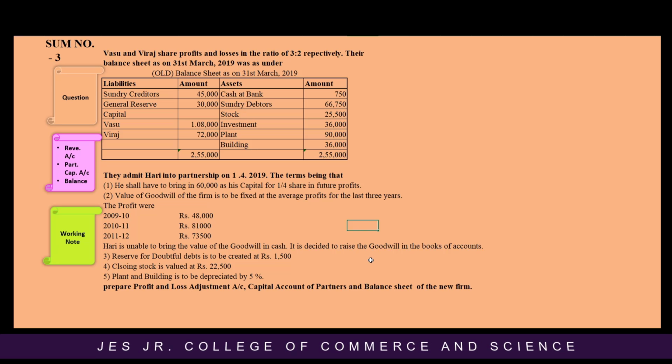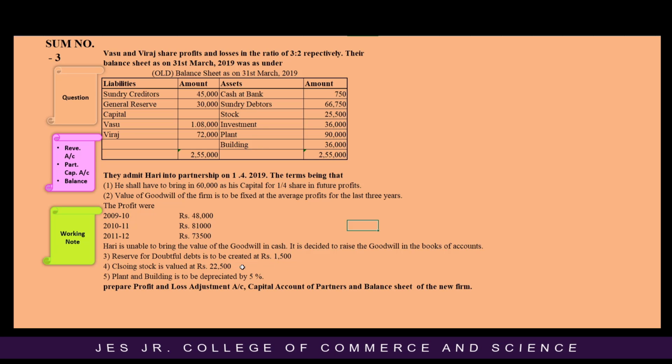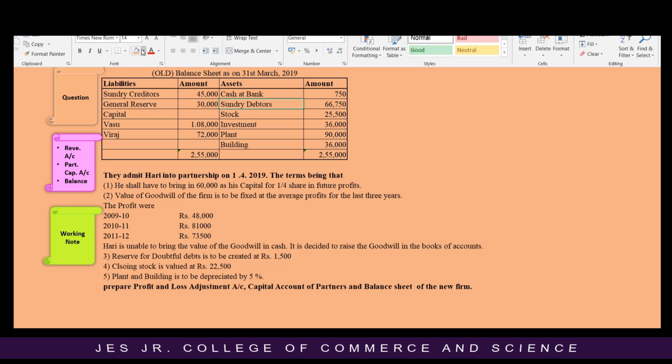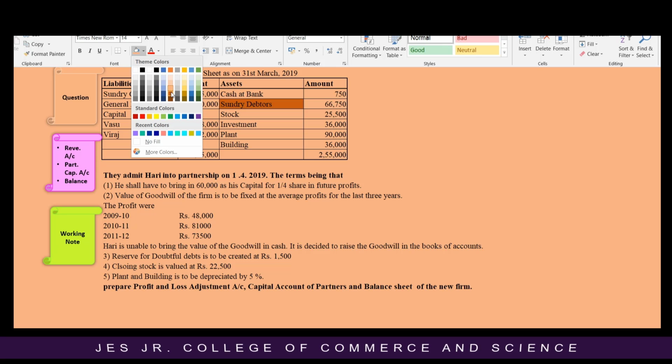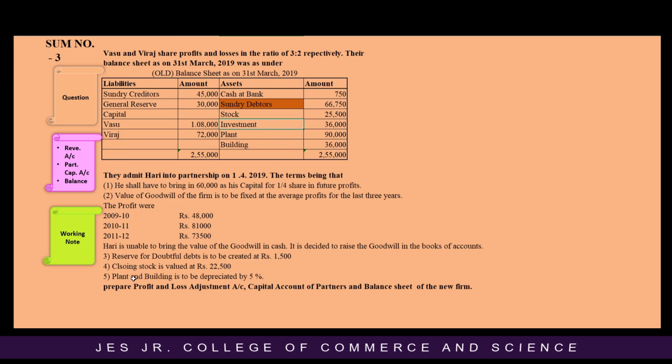appear on the balance sheet. This is RDD, this is closing stock, plant and machinery. Plant and building is depreciated. That means you have to reduce plant and building by 5%, and closing stock is revalued to 22,500. And there is RDD of rupees 1,500. So we'll put a tick on the item wherever we have adjustment, because their amounts we have to write in the inner column, right? So this data is there.